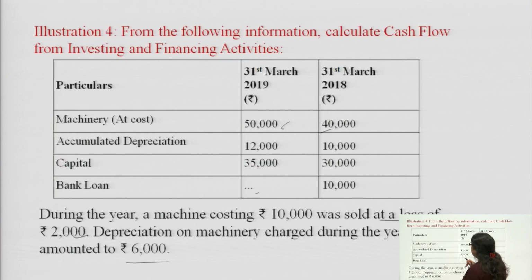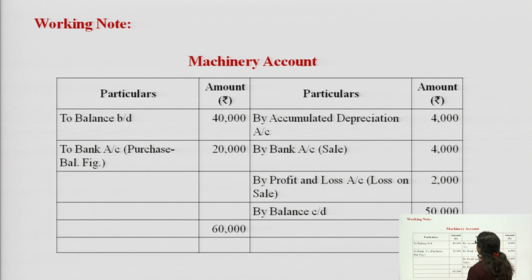So, the balance which is being given for the depreciation: for the machinery costing rupees 50,000, and 40,000 will be considered for preparing the machinery account, and accumulated depreciation balances will be used at the time of making the accumulated depreciation account. First we make the machinery account. Accumulated depreciation was, let us start with this balance 40,000 and the balance is 50,000.